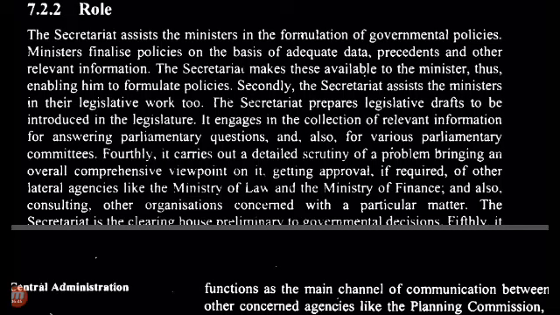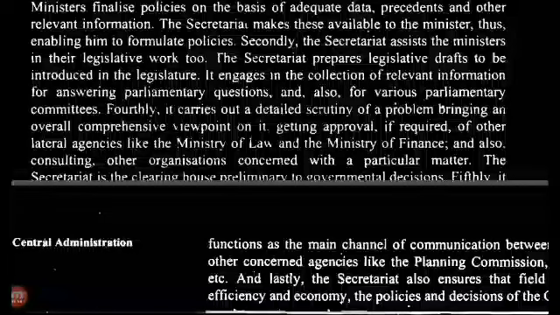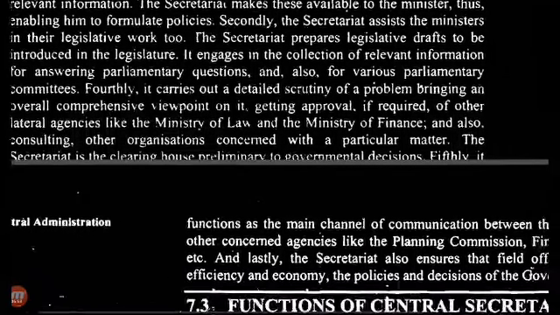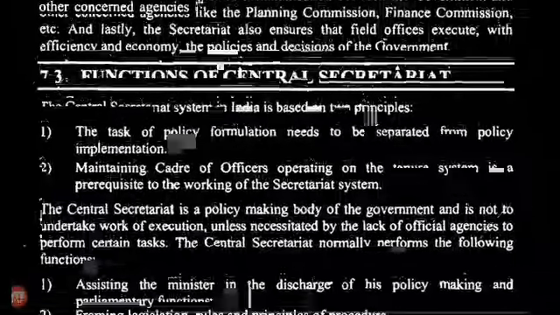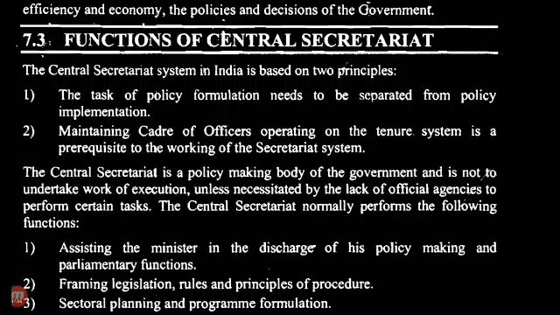Fifthly, it functions as the main channel of communication between the government and the other concerned agencies like the Planning Commission, Finance Commission, etc. And lastly, the Secretariat also ensures the field offices execute with efficiency and economy the policies and decisions of the government.